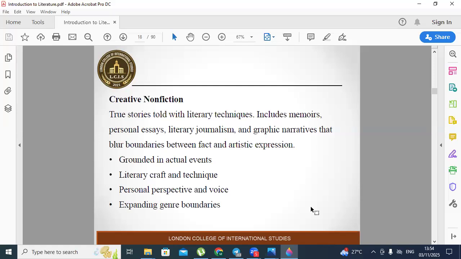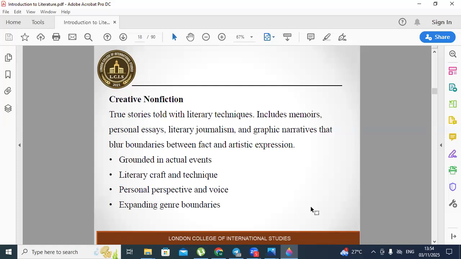Key features include being grounded in actual events. Unlike fiction, creative nonfiction is committed to truth. The events described actually happened. The people are real.